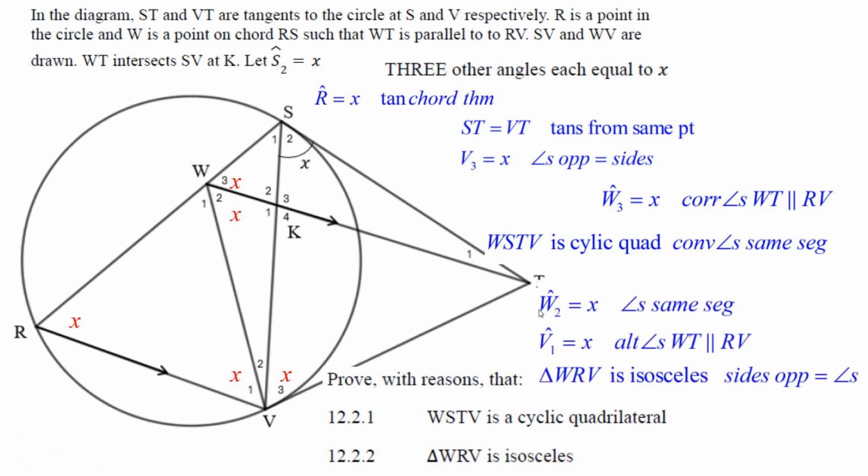Well, let's try. W2 must be X now because we know this is a cyclic quad, and W2 and S2 open up to VT. Well, now we've got W2 is X. Well, V1 is X because, hey, two parallel lines here. Those are called alternate angles. Well, now we've got V1 is X, R is X. It's got to be isosceles because those would be equal sides opposite these equal angles, which would make it a nice isosceles triangle. All done.